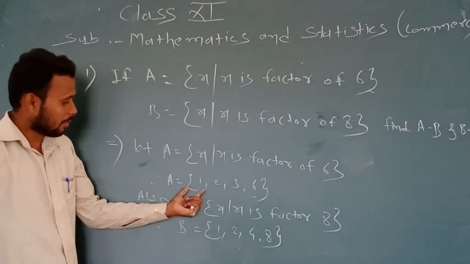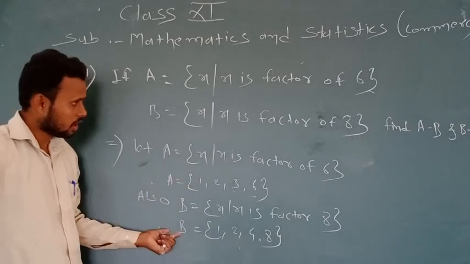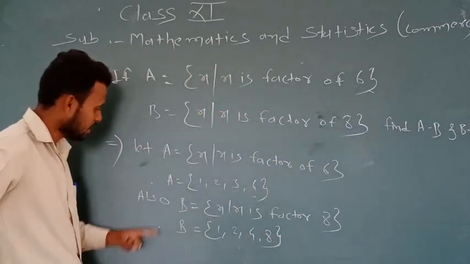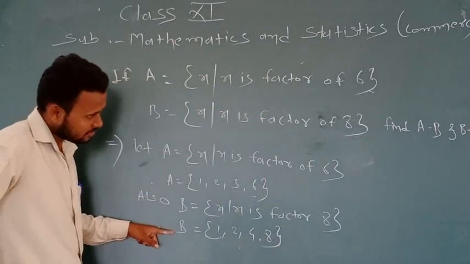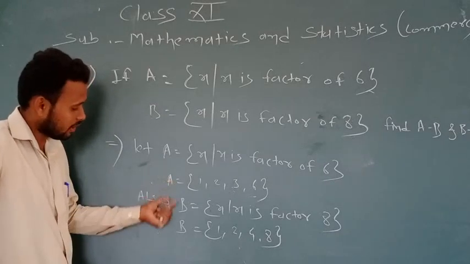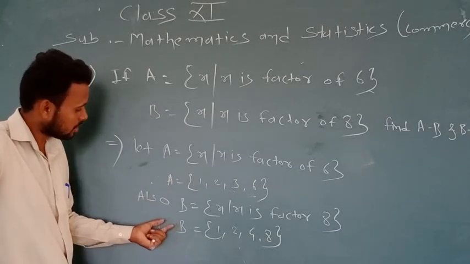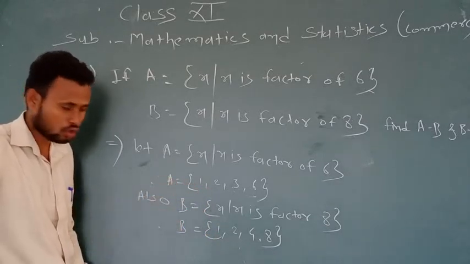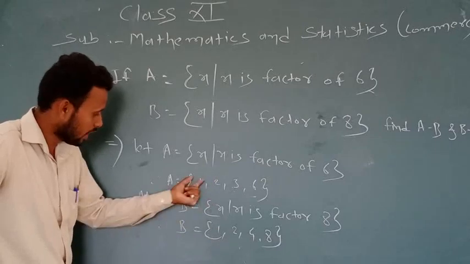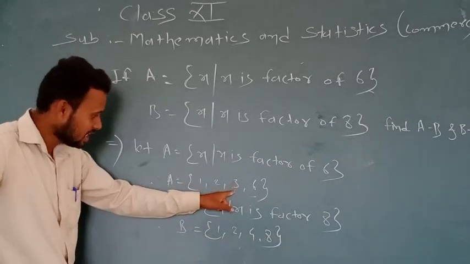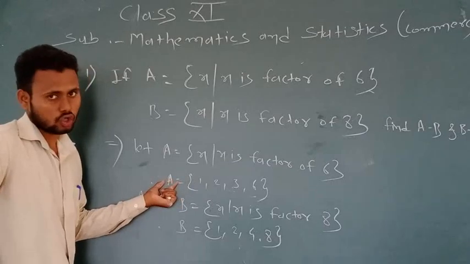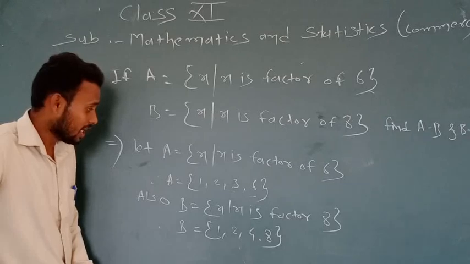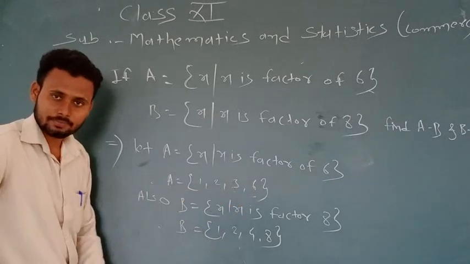This means we found two sets, A and B. Now we will find A minus B and B minus A. Which set will A minus B be? A minus B is the set containing all elements which belong to A but do not belong to B. Here 1 and 2 are in A and also in B, so we will leave them. 3 and 6 belong to A but do not belong to B. Therefore A minus B is equal to {3, 6}.